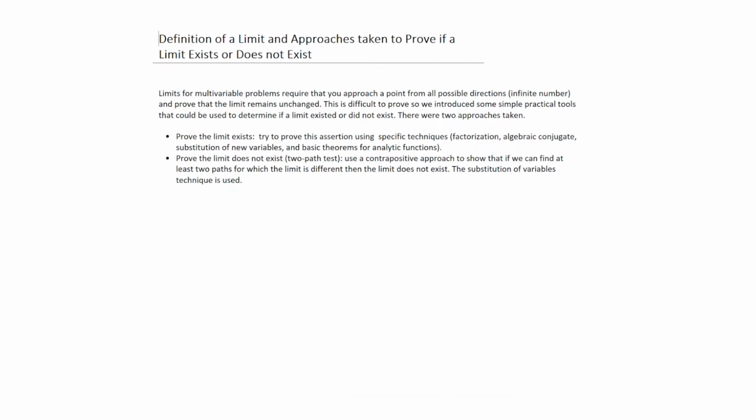On the other hand, to prove the limit does not exist, also called the two-path test, it uses a contrapositive approach so that you can find at least 2 paths for which the limit is different, and then the limit does not exist. And typically in this case, you use the substitution of variable technique for the two-path test.